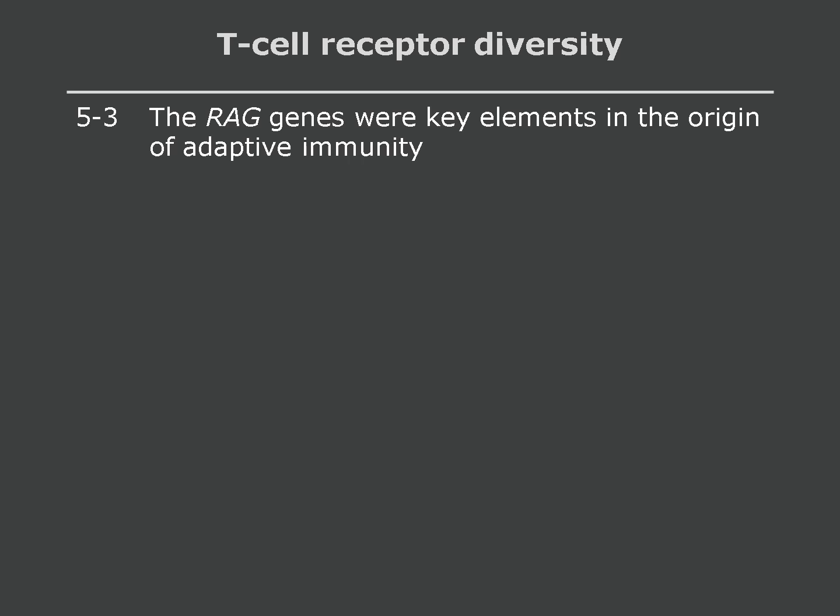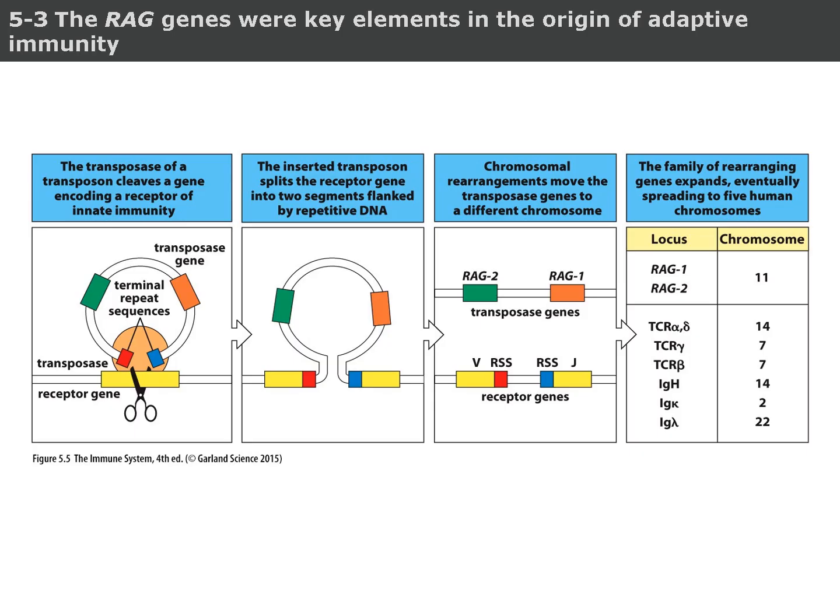The RAG genes were key elements in the origin of adaptive immunity. This figure illustrates how the recombination activating genes, also known as RAG genes, help give rise to the adaptive immune system. On the left, a transposase enzyme from a transposable element inserts into a gene that encodes an innate immune receptor. In the center, the inserted transposon splits the receptor gene into two parts, flanked by repetitive deoxyribonucleic acid sequences.